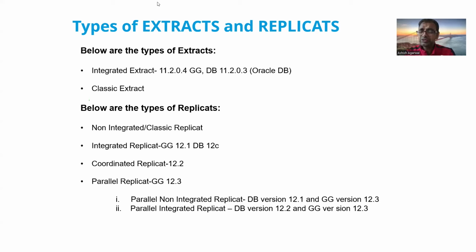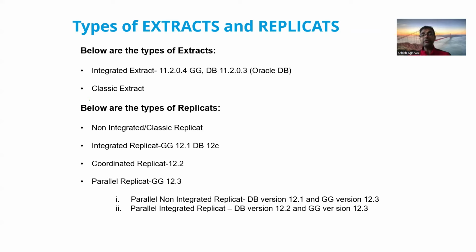Okay. So to clear the confusion, integrated is a type of extract and a type of replicat. In our environment, we'll be using GoldenGate version 21c. 21c is basically an extension of 12.3 or GoldenGate 19c. So whatever features were available in 12.3 or 19c are also available in 21c, with some new features.